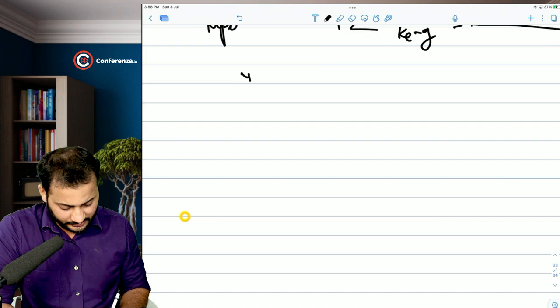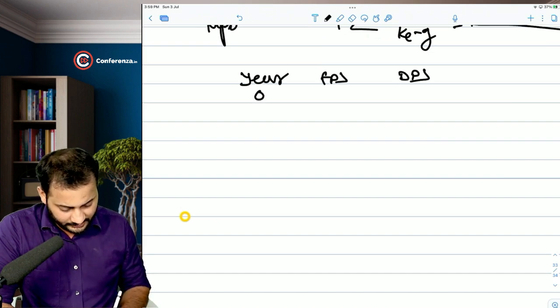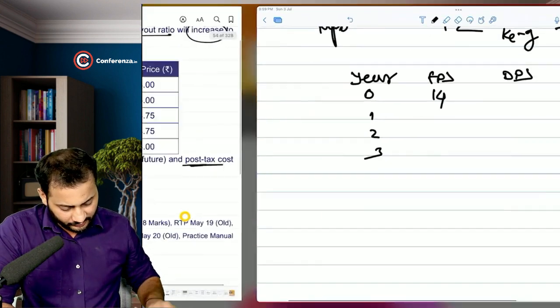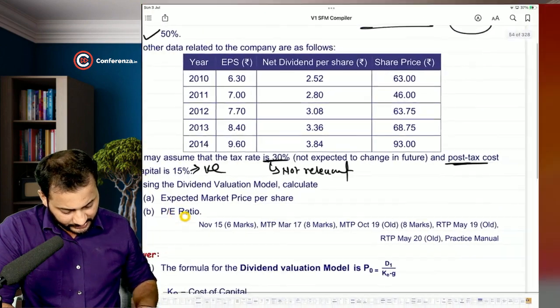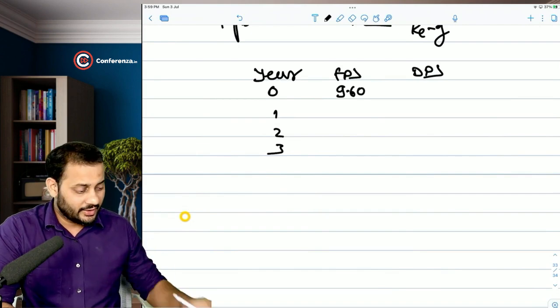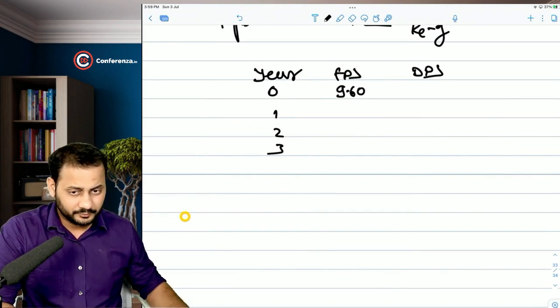Let's do the calculation. Year, EPS, DPS: 0, 1, 2, 3. For the 0th year, earning per share is I think 14 rupees. Let me just check. 9.6, sorry. 9.6. And this is going to grow by 25%.